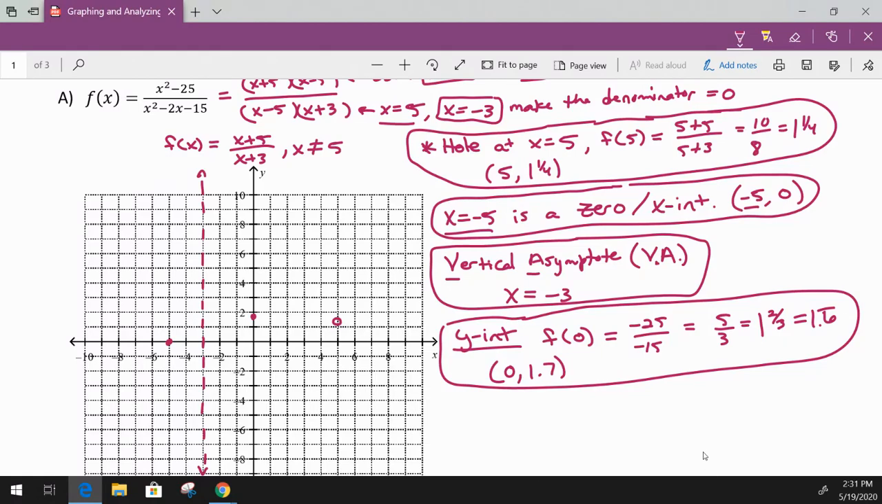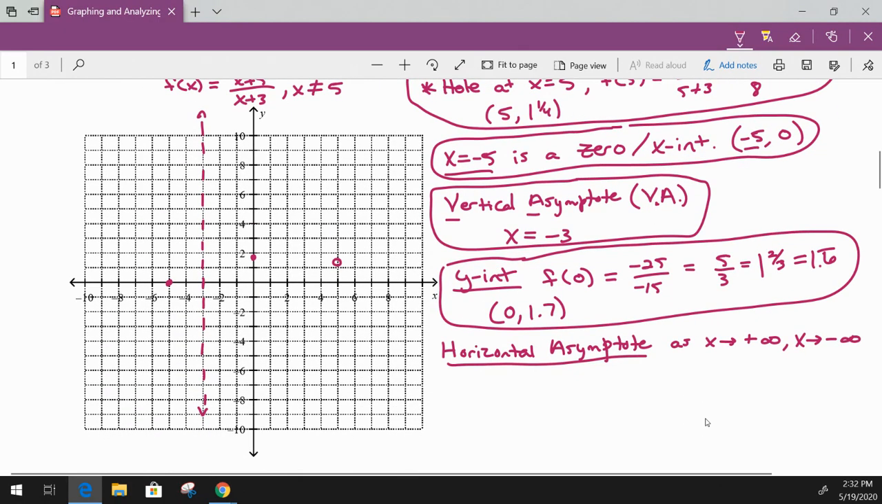All right, so then we have our horizontal asymptote to talk about. So the horizontal asymptote, as defined earlier, is a horizontal line, y equals some number, that the graph is getting closer and closer to as x goes to positive or negative infinity. So as x is approaching positive infinity or negative infinity, we want to look at what's happening.